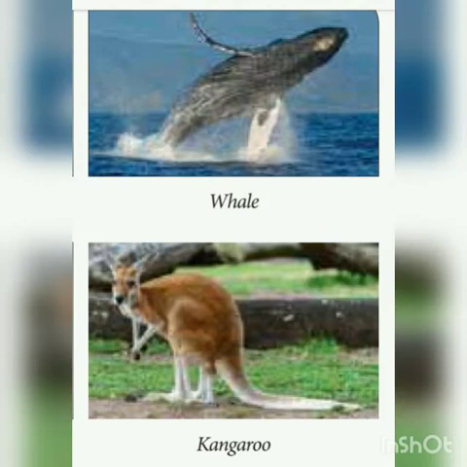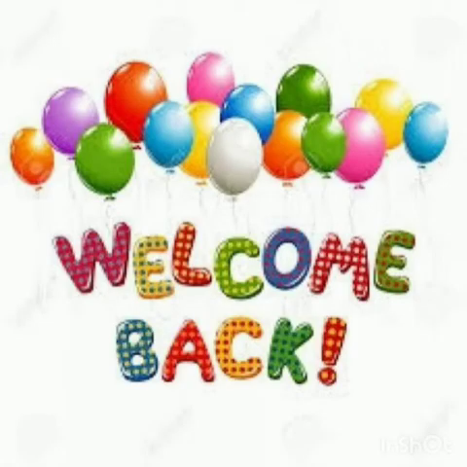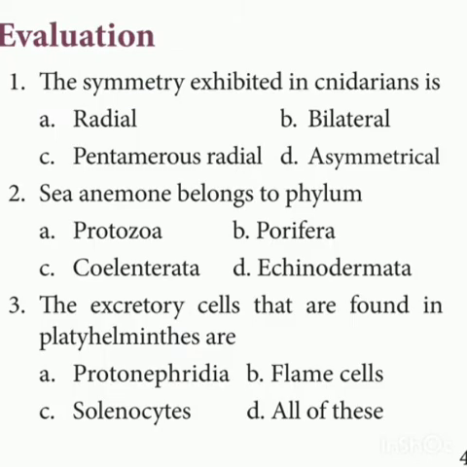Heart is four-chambered. And they have RBC and WBC. RBC are circular, biconcave, non-nucleated. We will revise the evaluation part of chapter 2, Kingdom Animalia.